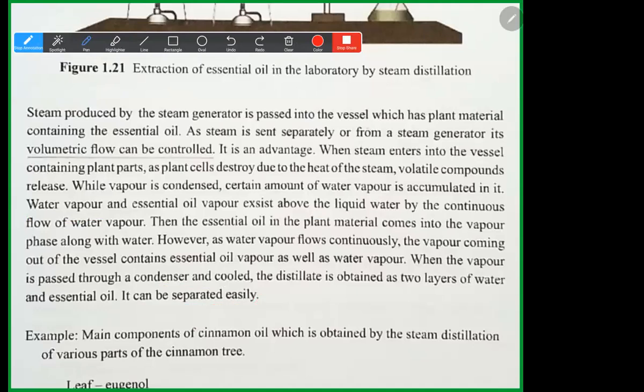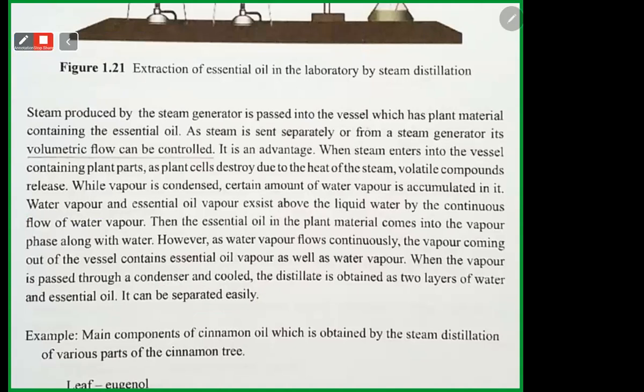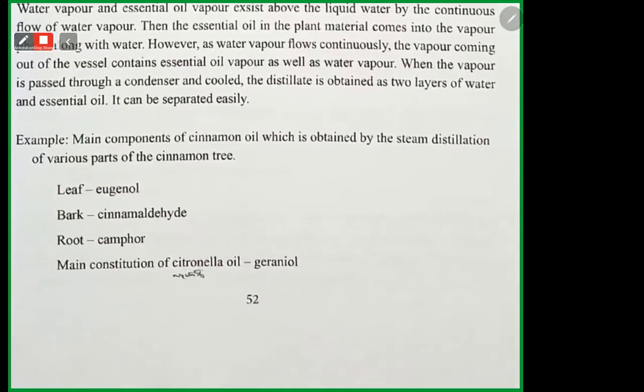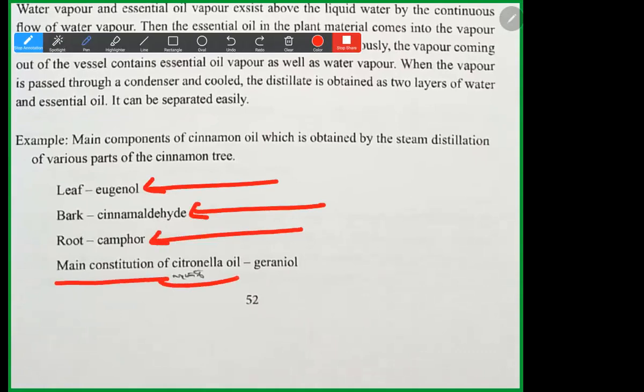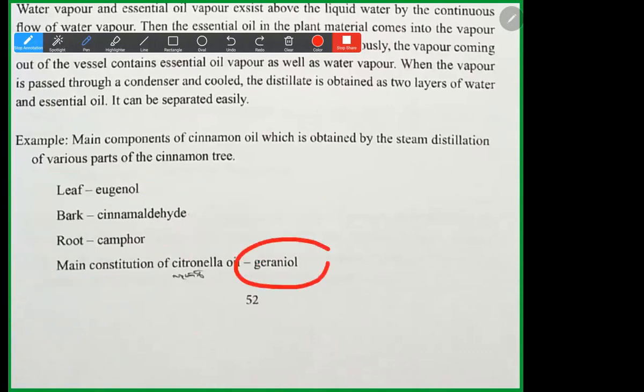Example, the main components in cinnamon oil, which is obtained by the steam distillation of various parts of the cinnamon tree: leaf, eugenol; bark, cinnamaldehyde; root, camphor. The main constituent in citronella is also geraniol. These three come from the cinnamon tree, and this is from citronella.